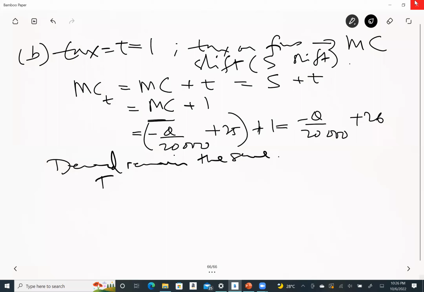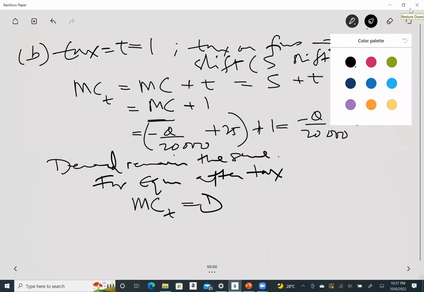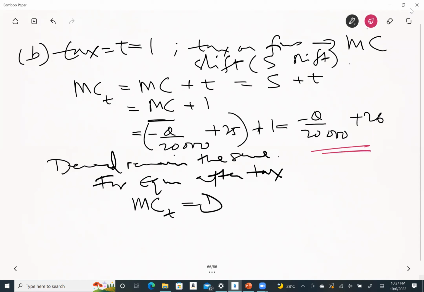So for equilibrium after that, what is the condition? MC with tax equal to demand. This new marginal cost function, you equate to the demand. Like I said, every time we must have the condition. So write down the condition. If you have not written it, write it down now. So, has anybody worked out the equilibrium? What do you get?